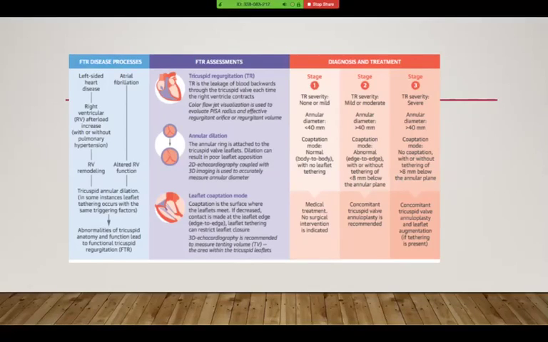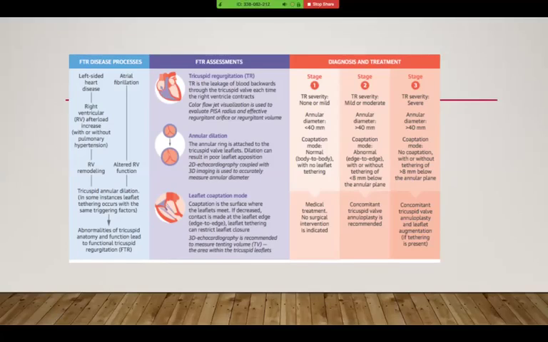The assessments: color flow jet visualization is used to evaluate PISA radius and effective regurgitant orifice or regurgitant volume. And annular dilatation: the annular ring is attached to the tricuspid valve leaflets, and the dilation can result in poor leaflet apposition. 2D echocardiography coupled with 3D imaging is used to accurately measure the annular diameter. And for leaflet coaptation mode, 3D echocardiography is recommended to measure tenting volume, the area within the tricuspid leaflets.